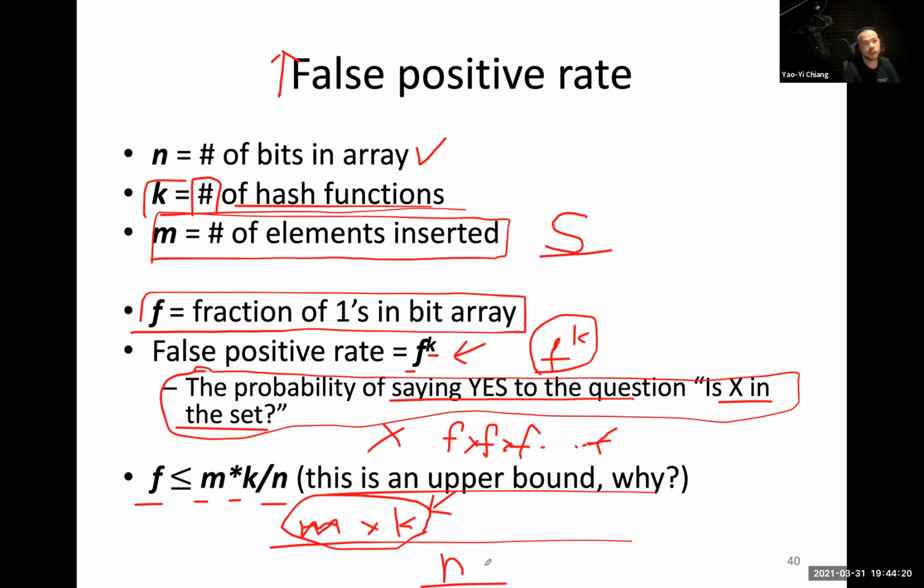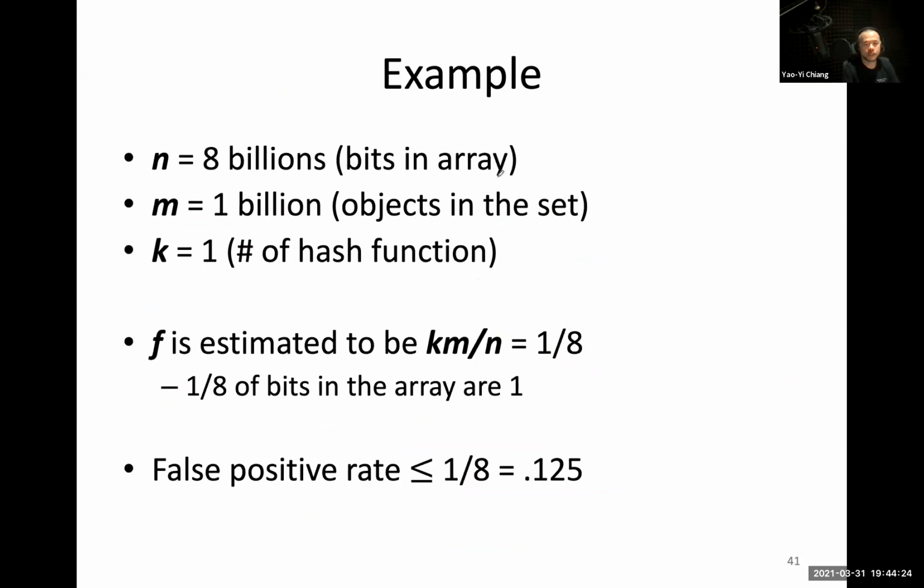For example, we're going to look at one example here. Let's say your n is 8 billion. You have 8 billion bits in the array. Your m is 1 billion. You have 1 billion objects in your set. Your k equals 1. You only have one hash function.